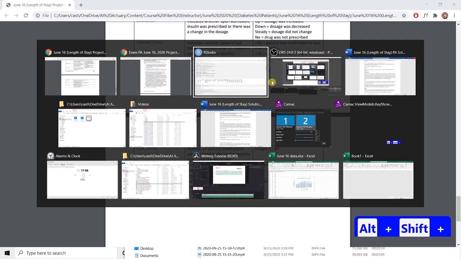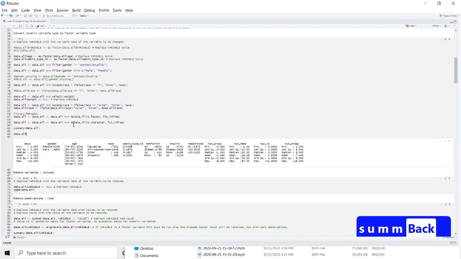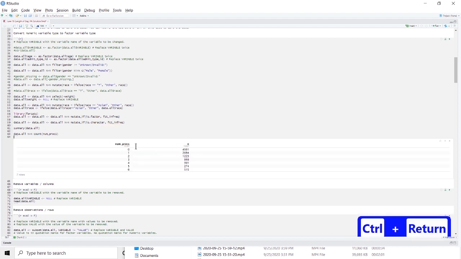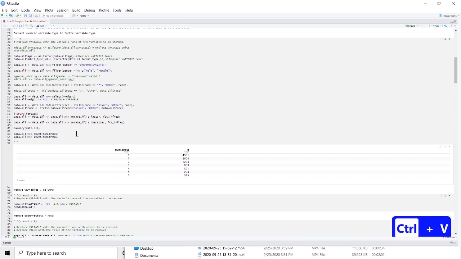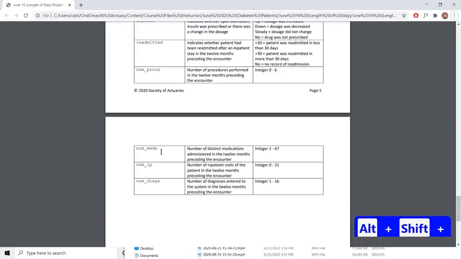You can look at the counts of these values by doing summary, by doing data.all, and then count num-procedures. And you see that most patients don't have any procedures. This makes sense. You can also do the same for the other values. Num-meds is the number of medications. So most patients have a high number of medications. Very few patients only have less than 5. Ask yourself, does this make sense? This is the number of distinct medications administered in the past 12 months. Yes, that seems reasonable. What about the number of inpatient visits?